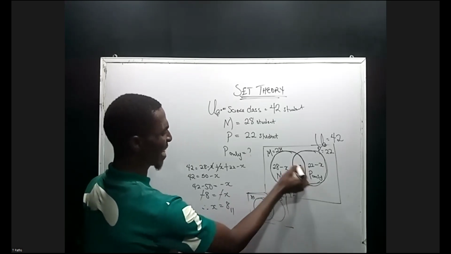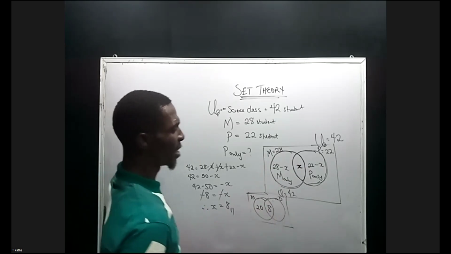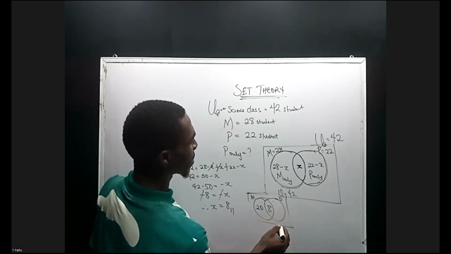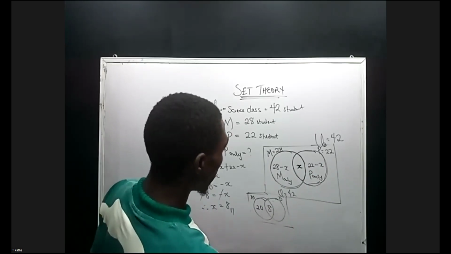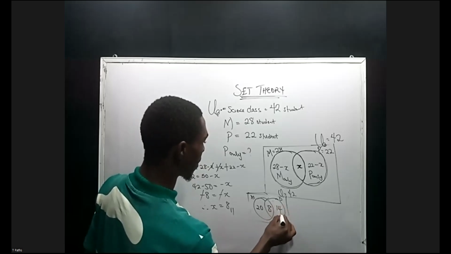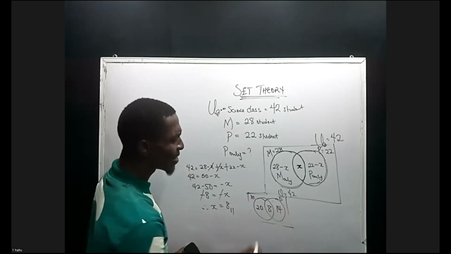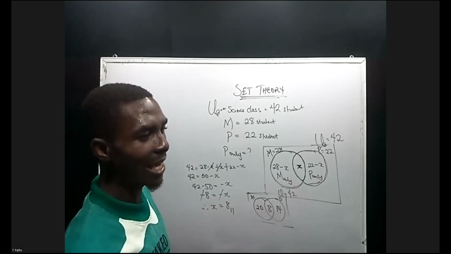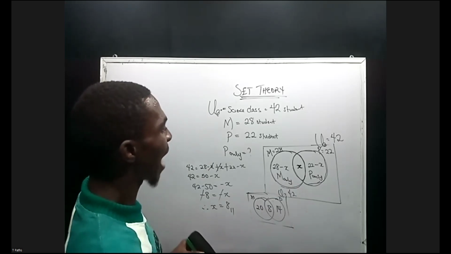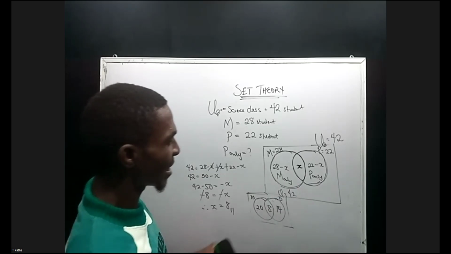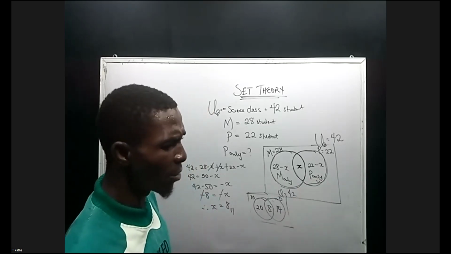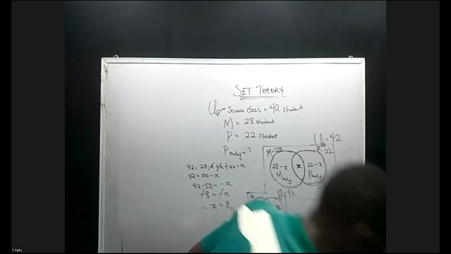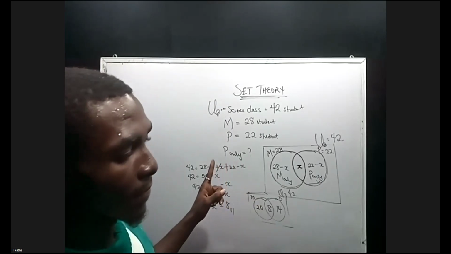Now, if you subtract 8 from 28, you are left with 20. If you subtract 8 from 22, then you'll be left with 14. Now, if you add 20 plus 8 plus 14, then you will have your 42 as your final answer. That tells you that your solution is correct. Now, the answer to the question is P only. And what's the value of P only, everyone? 14. Not clear with my solution?